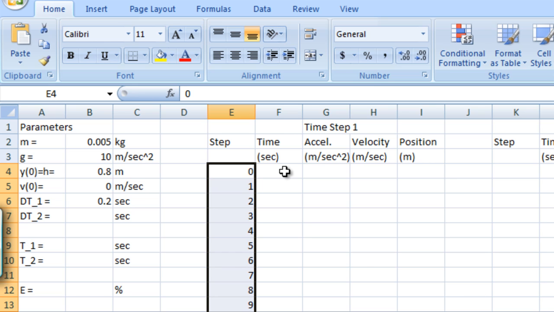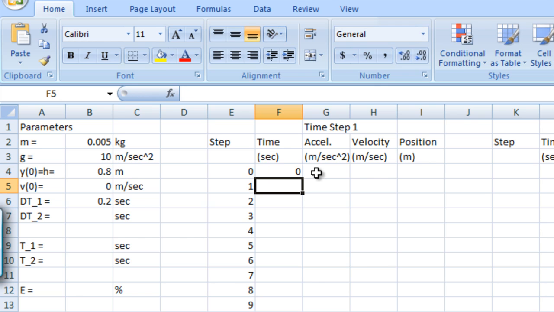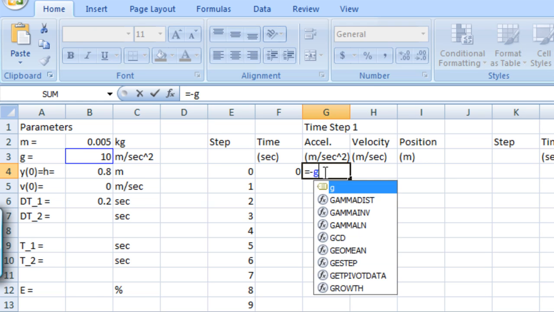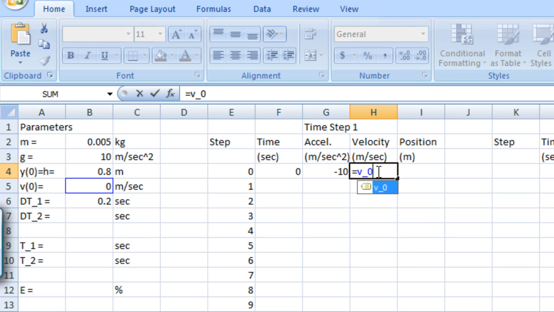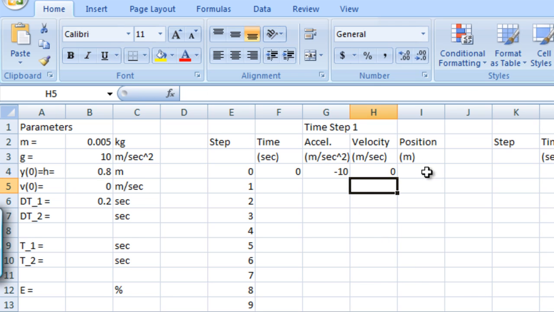Next, let's enter the initial values of time, acceleration, velocity, and position. So the initial time, of course, is 0. The initial acceleration, and in fact the acceleration at all times, is equal to minus g, so equals minus g, and of course since that's a named cell, we will get a value of minus 10 meters per second squared. The velocity, again, we've got that value in a named cell, so equals v_0, gives us 0 meters per second for the initial velocity, and then finally the position, we'll type equals h to give us our initial height of 0.8 meters.